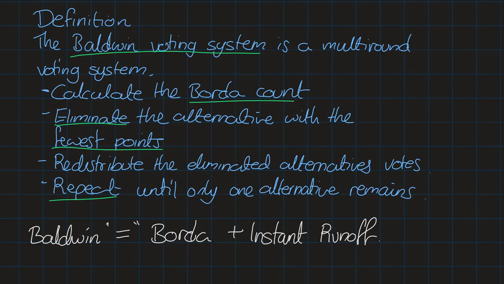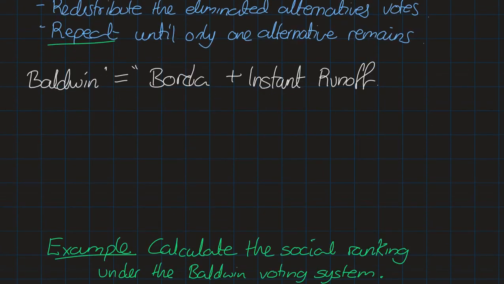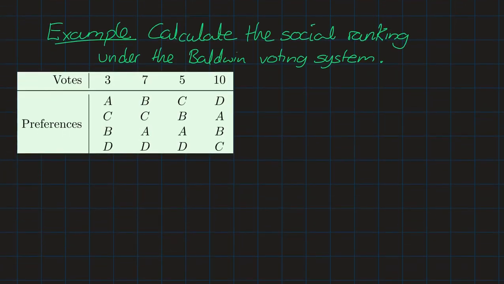But I'm sure you can imagine, if you think about this for a moment, this is quite a time-consuming voting system, because you need to calculate how many points the alternatives received, eliminate the one that came last, and then recalculate the new Borda count. Eliminate the one that comes last, and repeat. Calculating Borda counts involves arithmetic, and arithmetic can be painful sometimes. But we have to do an example, so let's just try and get through it.